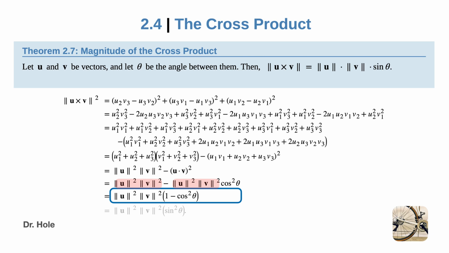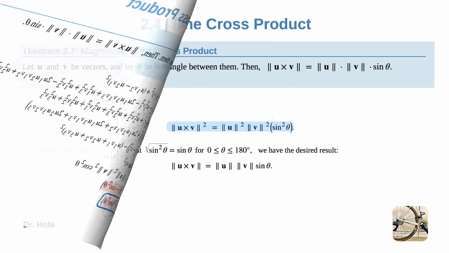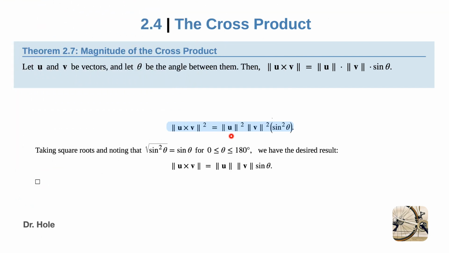Now we're simply factoring off a common factor. And then we are applying the Pythagorean identity. Wonderful. So we have finally established this identity. And then it's a simple matter of applying the square root.